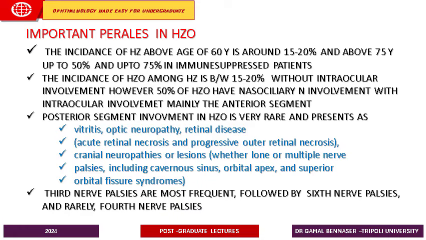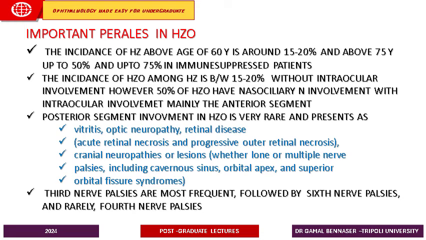Here, I would like to mention some important points regarding herpes zoster ophthalmicus, which are important for postgraduate students as MCQ questions or in the oral exam. The incidence of herpes zoster increases with age, and above the age of 60 the incidence is around 15 to 20%, and by the age of 75 it reaches up to 50%, and up to 75% in immunocompromised patients.